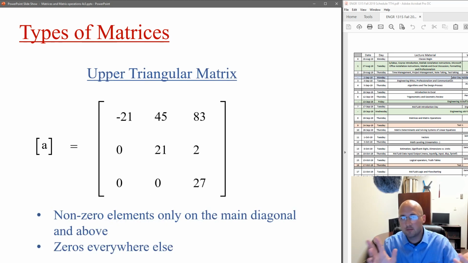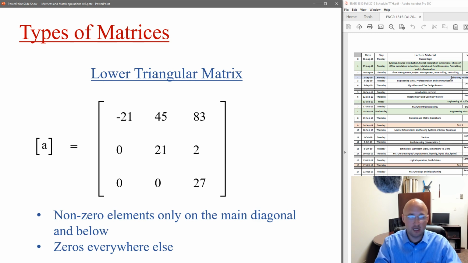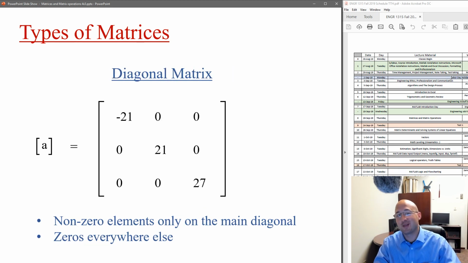Just FYI. This is called an upper triangular matrix, where all of the numbers only exist in the upper triangle of the matrix. There's a line called the diagonal that goes negative 21, 21, and 27 there. So we have non-zero elements on that diagonal and everything above. That's an upper triangle. We also have a lower triangular matrix, which I didn't change, so let's skip that because I screwed that up. Sorry. Here's a diagonal matrix. For a diagonal matrix, we have only non-zero elements on the main diagonal and everything else is zero.